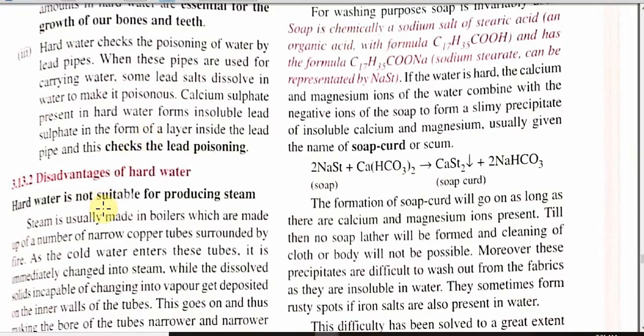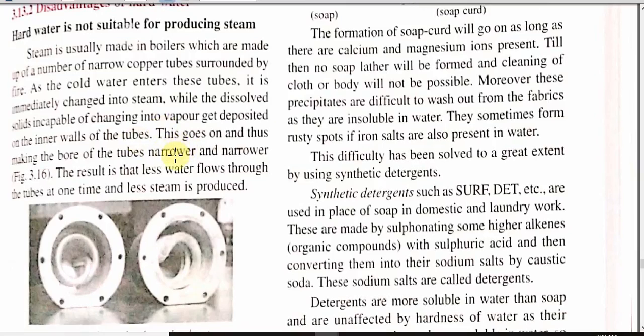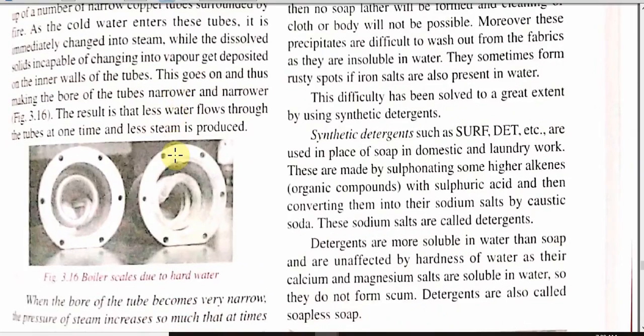Now let us see some disadvantages of hard water. Hard water is not suitable for producing steam. Steam is usually made in boilers which are made up of a number of narrow pipes, and these pipes or tubes are of copper. Now, if you are using hard water for steam making, this hard water after boiling will leave off salt, and this salt starts to deposit on the boiler pipe.